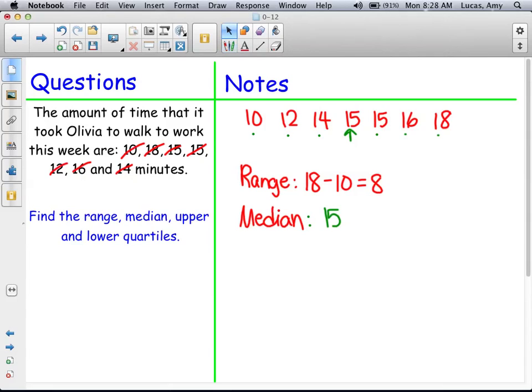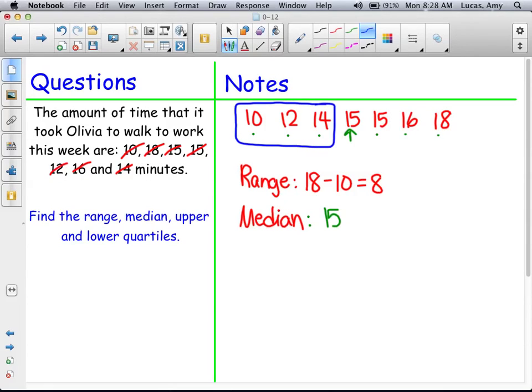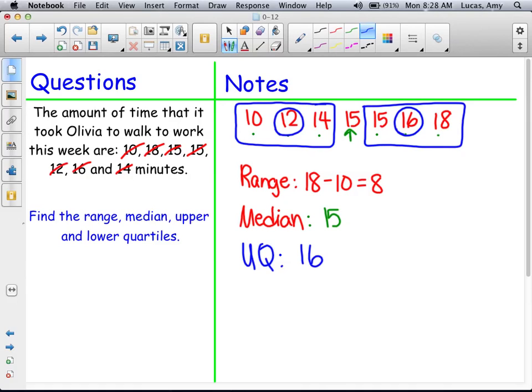Now my quartiles. I am going to split my data into a lower half and an upper half. Notice that I'm not including my median in either of those. So my upper quartile is 16, and my lower quartile is 12. So when the median is one of your numbers, it doesn't get included in the upper or lower half.